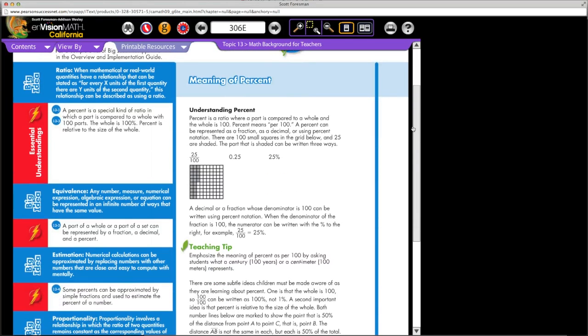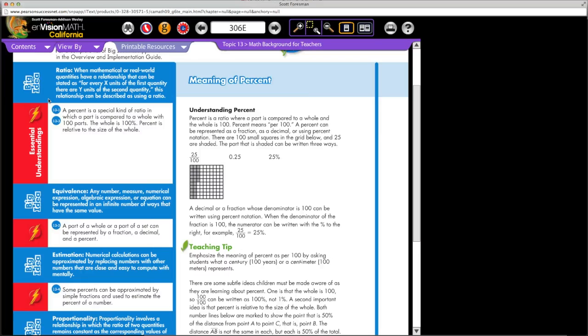First thing I like to do is take a look at the big idea, and the big idea here is ratio. When mathematical or real-world quantities have a relationship that can be stated as for every x units of the first quantity, there are y units of the second quantity, this relationship can be described as a ratio. So in topic 13, as you'll see in the essential understanding for 13.1 and 13.3, you're looking at percent as a special kind of ratio in which a part is compared to a whole with 100 parts, and the whole is 100%. The thing you want to get across to students is that percent is relative to the size of a whole.